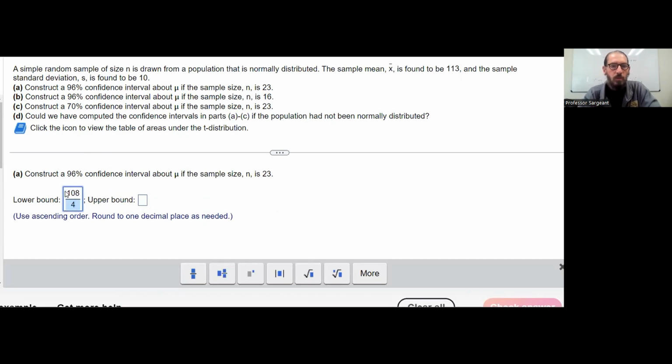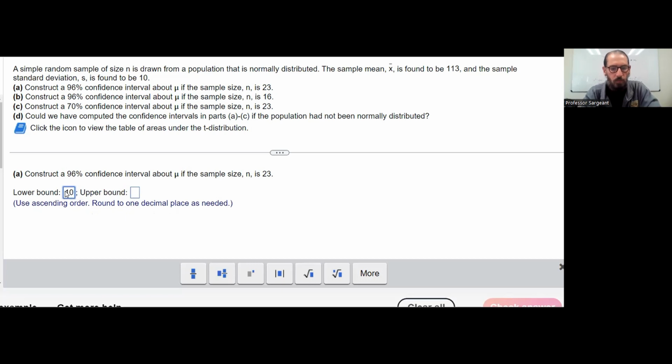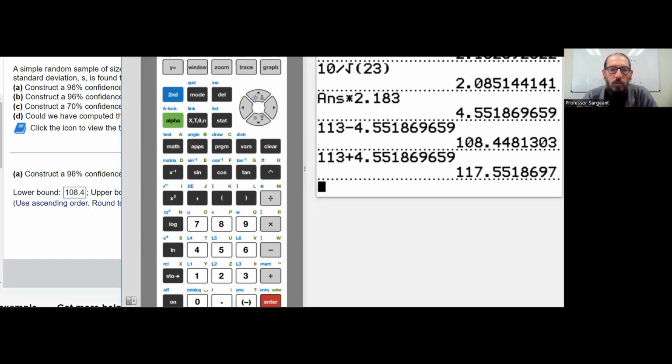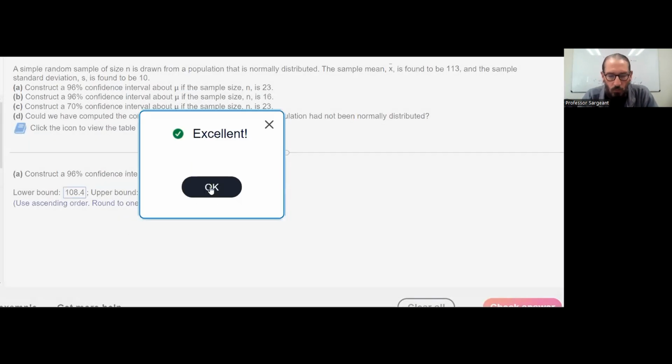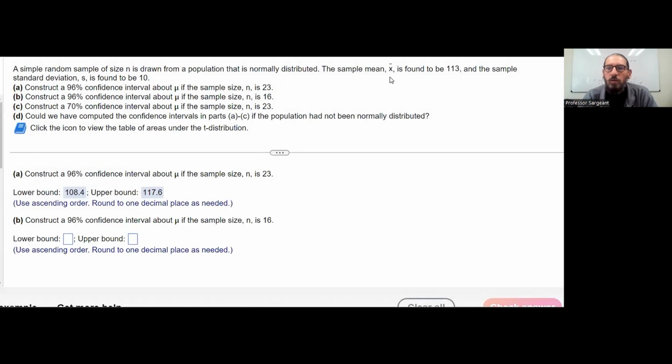See how I've done. 108.4 and 117.6. Okay, let's see here. Notice that x bar is, except for the rounding there, about halfway in between. X bar will always be in the confidence interval that we've built around it. We don't know that mu is in there, but we have a 96% confidence level.